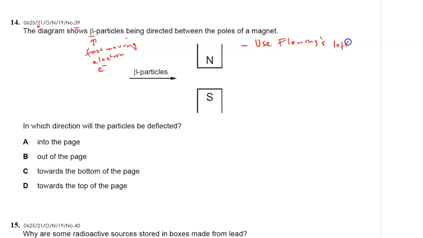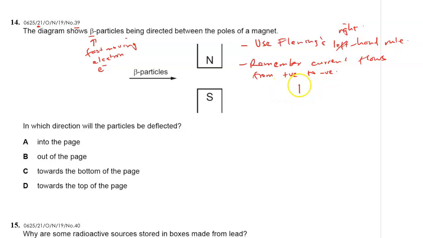Fleming's left-hand rule. I think it's right-hand rule, if I'm not wrong. Right-hand rule. And remember, current is the flow of charge in a circuit. Current flows from the positive terminal to the negative terminal of the battery.